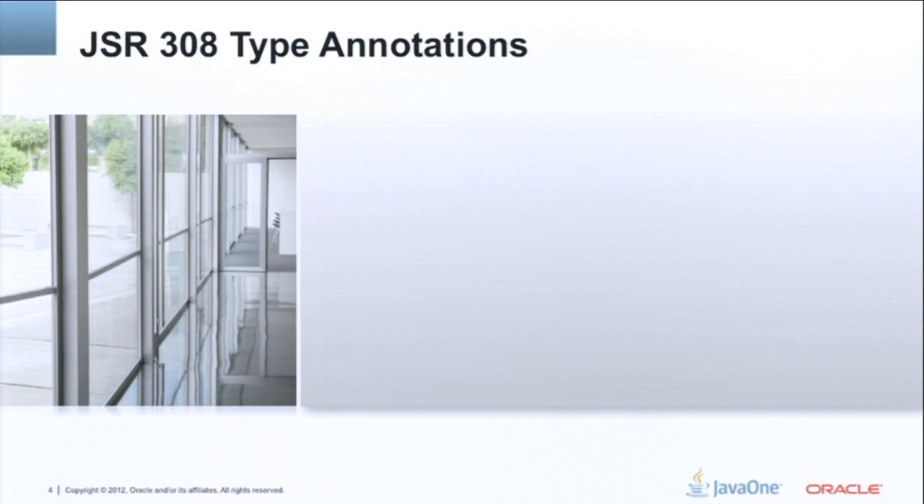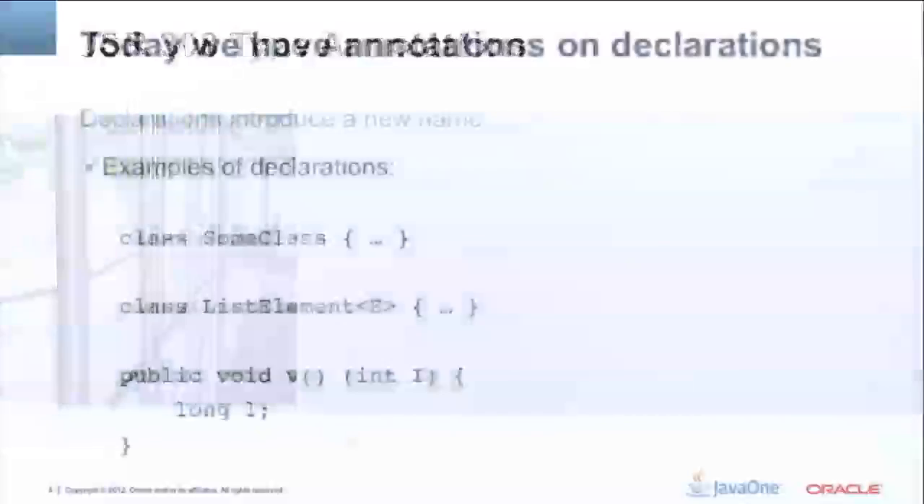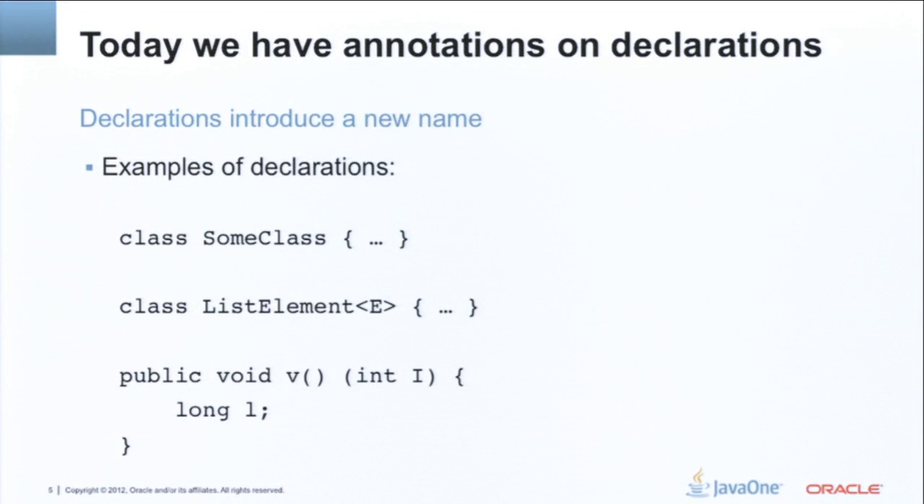So I'm going to start with JSR 308 type annotations. There was a talk about this yesterday that you might have seen, so I'm going to keep this a little bit short.